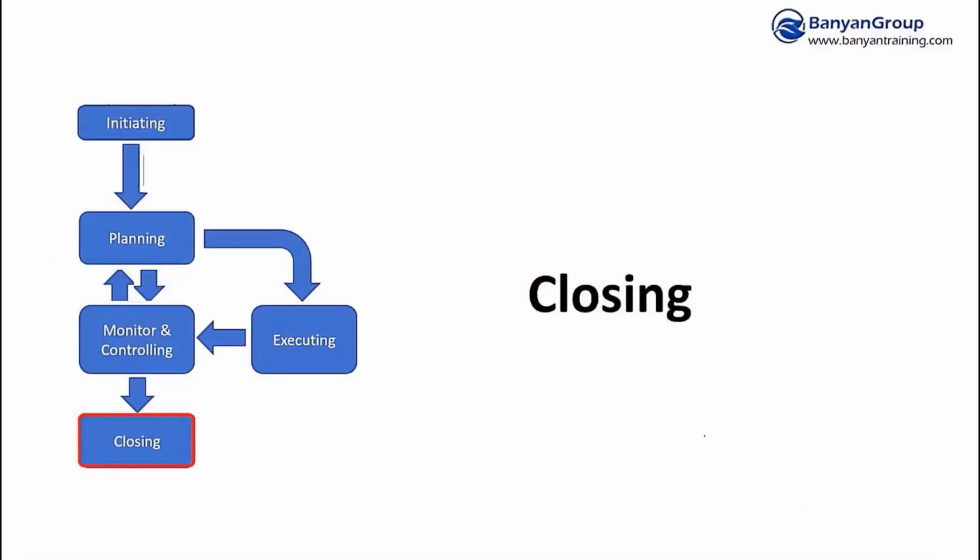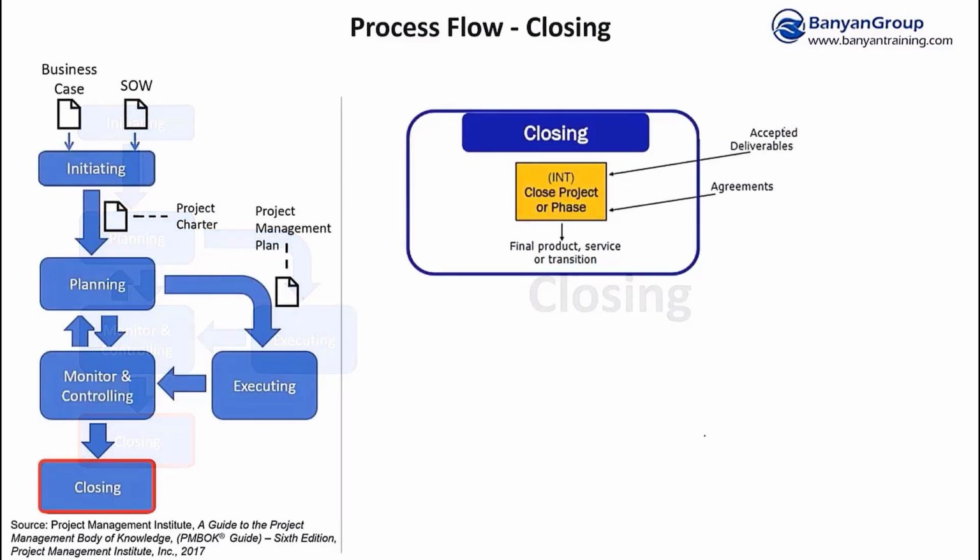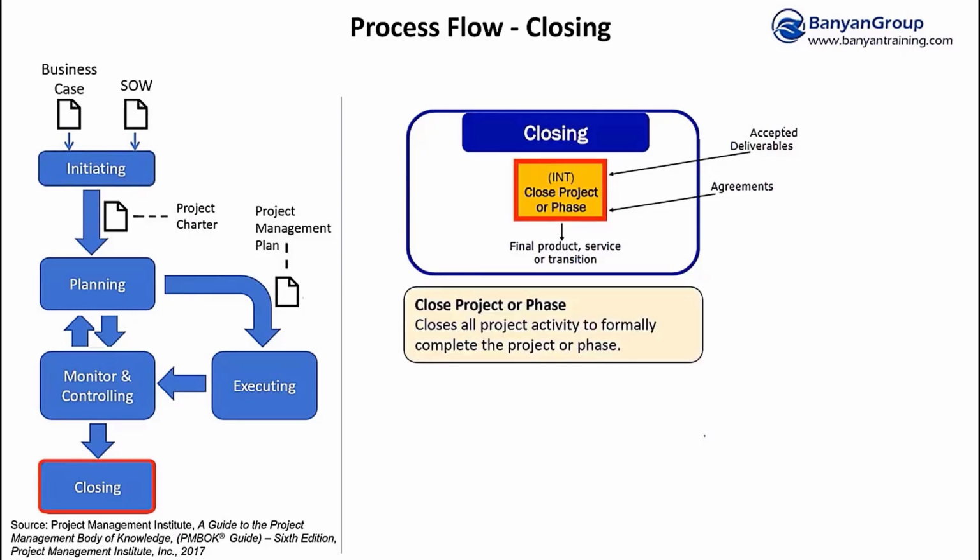And closing, to finish it up, there's only one closing process. As we said before, projects can be made up of multiple phases, or they can have one phase. But either way, if it's the end of a phase, you're going to perform closing for that phase. If it's the last phase in a project, you're going to be performing closing for the project. And so closing really involves closing all the project activity to formally complete the project or phase.